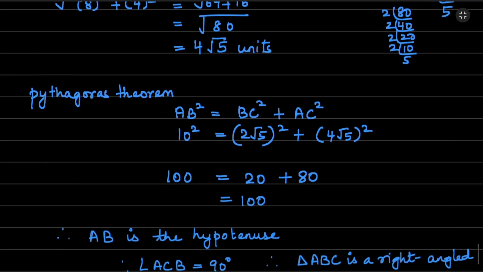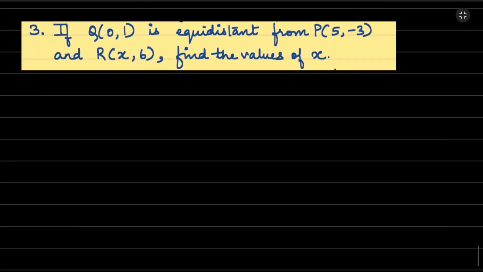Let's move on to the next question. You are given that Q(0, 1) is equidistant from the points P(5, -3) and R(x, 6). Then you have to find the values of x.